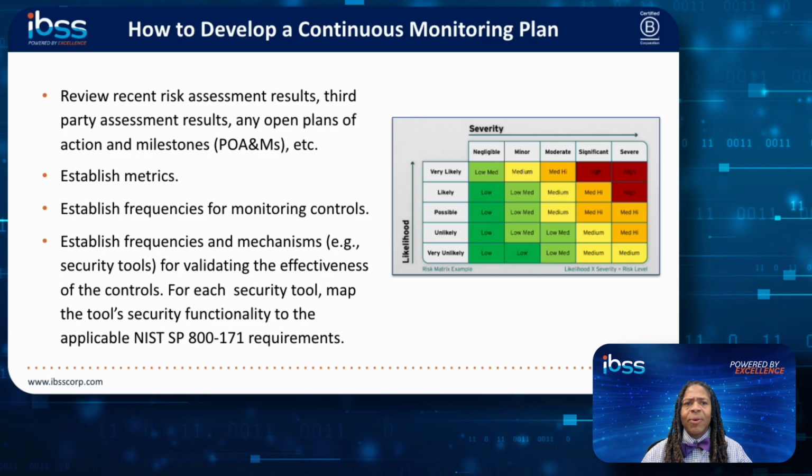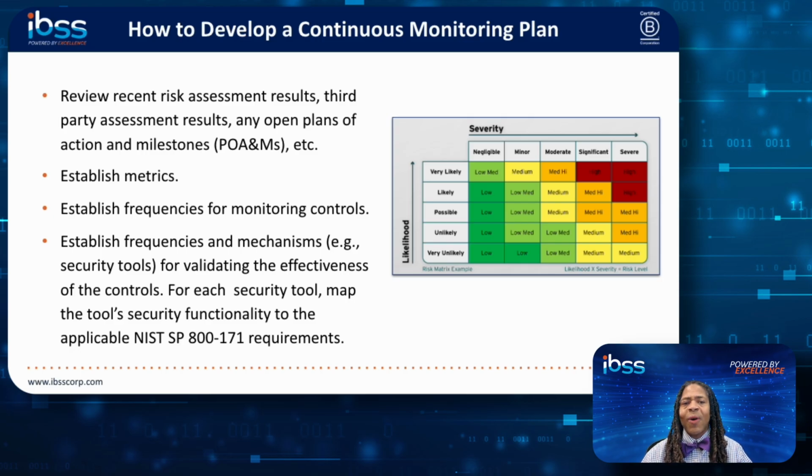After reviewing those different data points, you want to establish metrics. You want to establish or determine those things that you will measure to help you determine the strength of your security posture. You also want to define or establish frequencies for monitoring various controls. As a lot of us know, NIST SP 800-171 Revision 2 comes equipped with 110 security requirements. And some people call those controls.